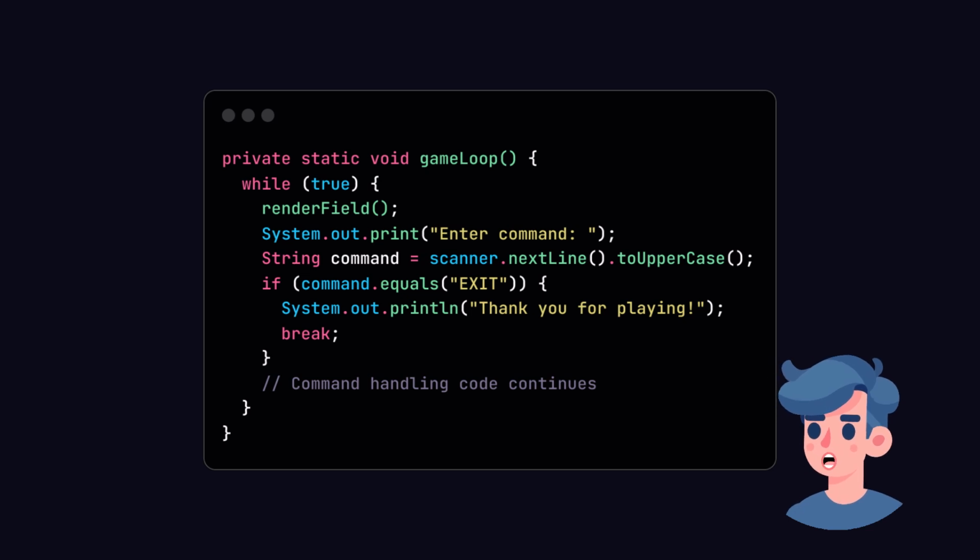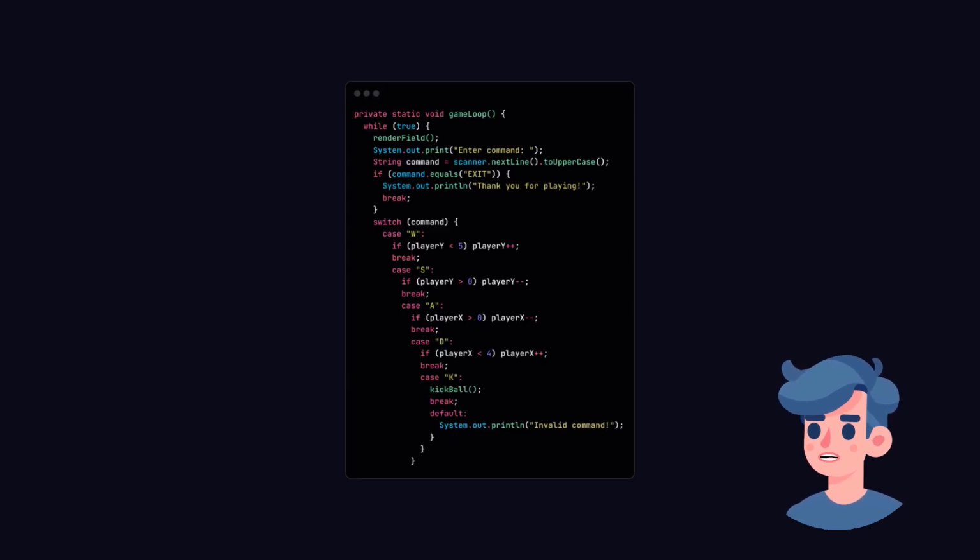Great! Now we have a basic football game framework set up. But what if we want to end the game? Let's add a way for the player to exit the game gracefully. Let's review our complete game loop now with all the features we have implemented.